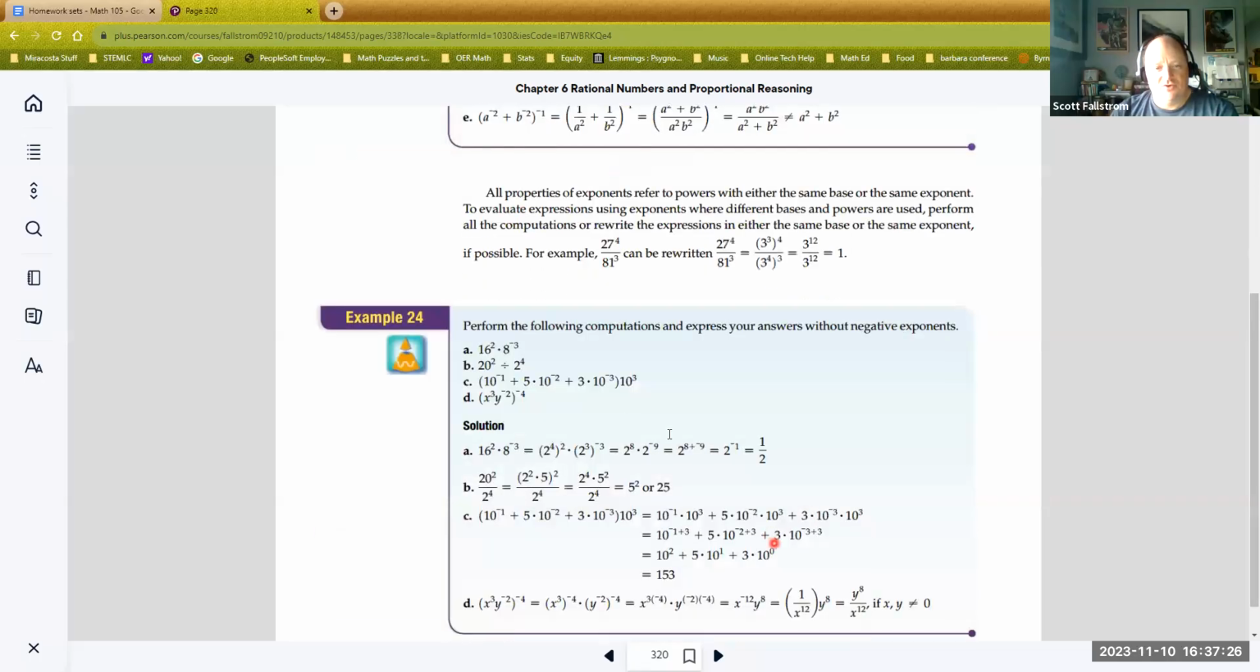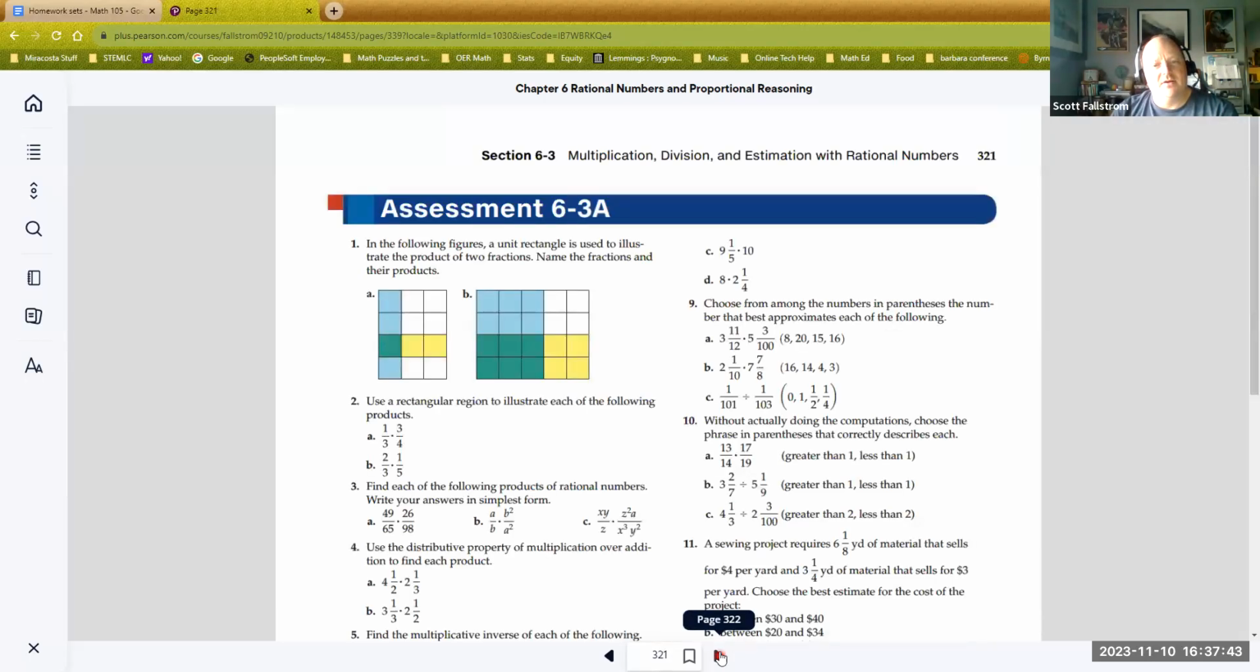Yeah, they have a few with solutions. Perform the following computations. Express your answer without negative exponents. If it does say without negative exponents, just put it in the denominator. So if you get a 2 to the minus 1, just rewrite it as a 2 to the positive 1 in the denominator. That'd be my recommendation. And I think, hey, boom, we are into the homework assessment for this one.